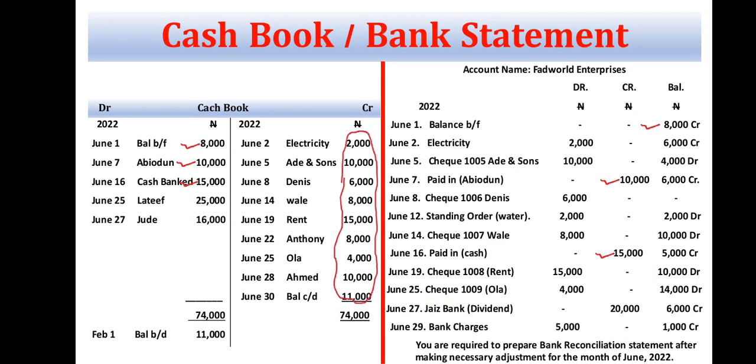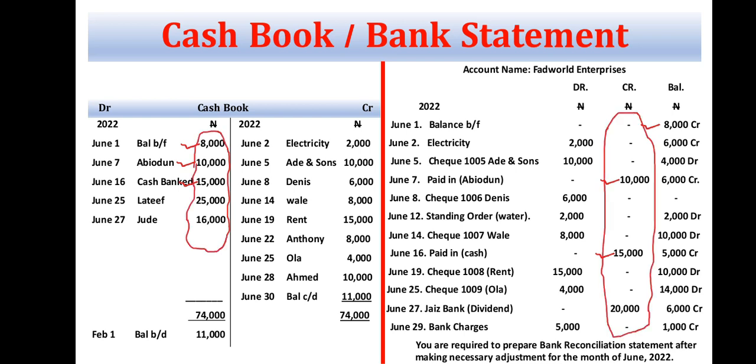If we look at the bank statement, there is no entry for Latif, which means the check received from Latif is one of the causes of the disagreement between the two. Also, we have Jude on June 27. We have Jude, which is 16,000 naira.